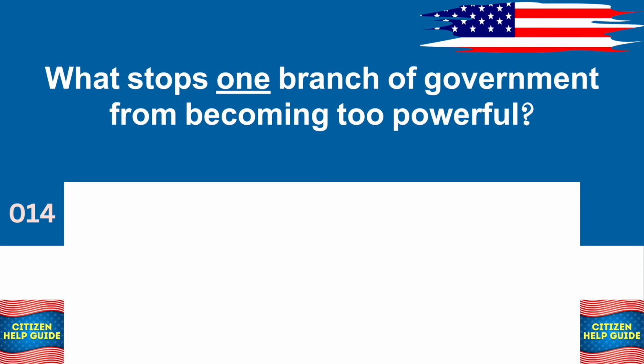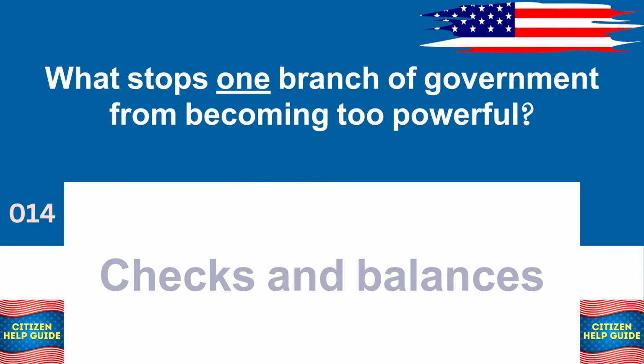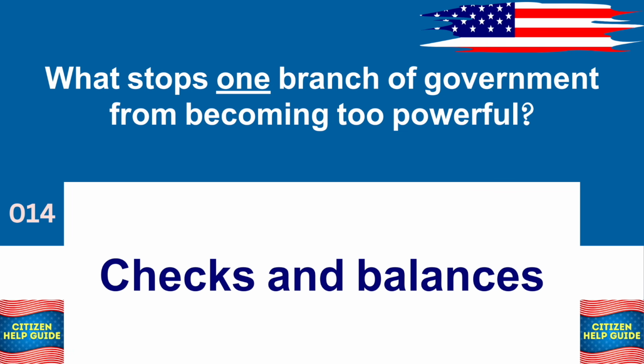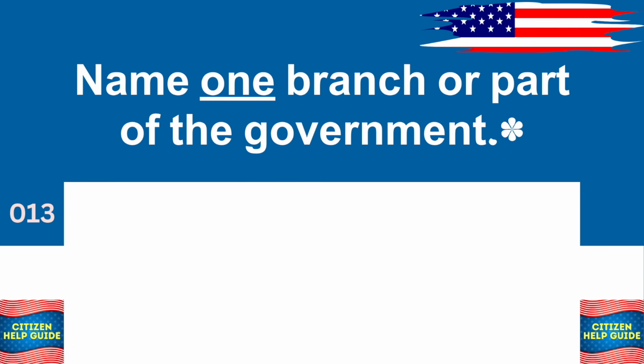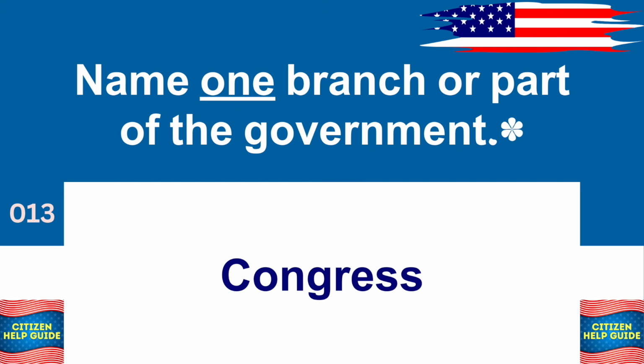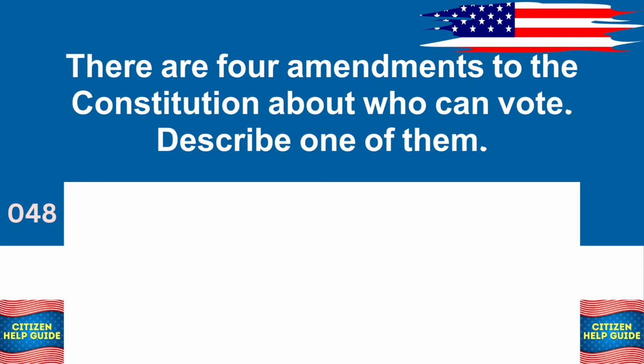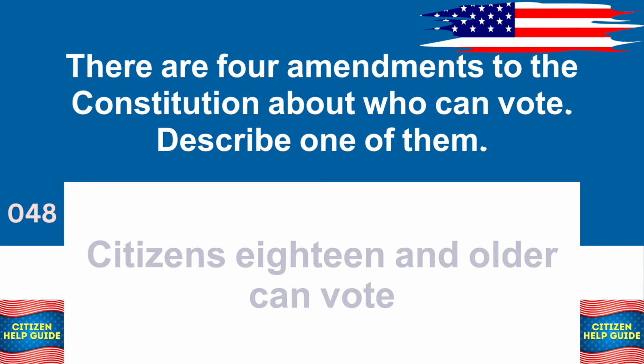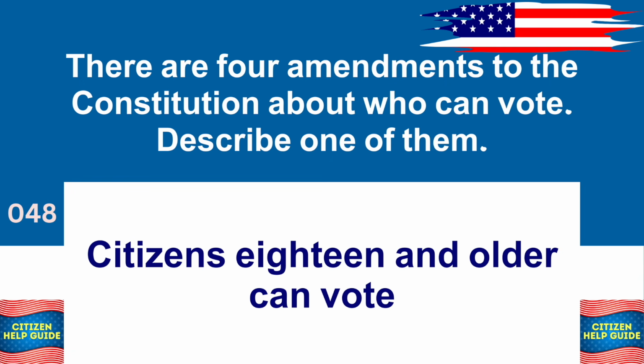What stops one branch of government from becoming too powerful? Checks and balances. Name one branch or part of the government. Congress. There are 4 amendments to the Constitution about who can vote. Describe one of them. Citizens 18 and older can vote.